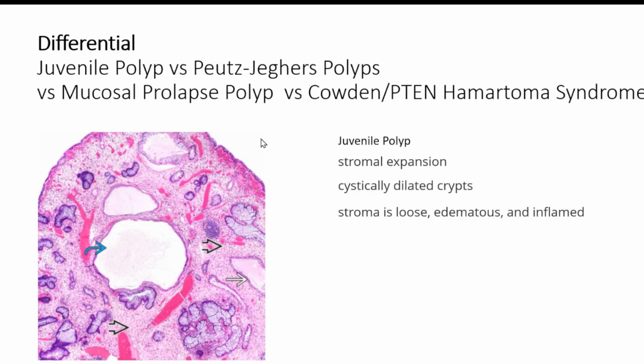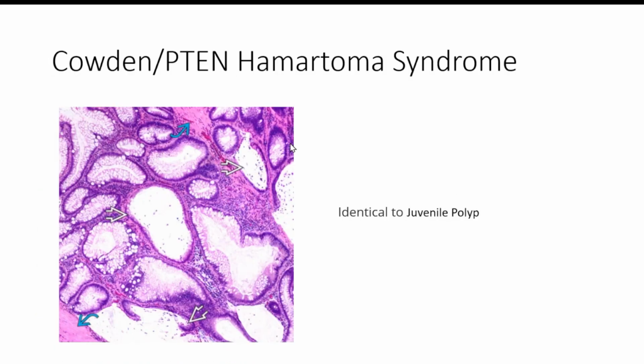And here are the juvenile polyps. I think other people will cover this topic, so I'll just briefly show the image here. We have stromal expansion, cystic dilated crypts, and the stroma is kind of pale, and then we also have inflammation, different kinds of inflammatory cells, and hemorrhage. So this is a juvenile polyp. And then sometimes in Cowden hamartoma syndrome polyps, you can also see this dilated crypt. It's kind of identical to juvenile polyps, so you just cannot tell.